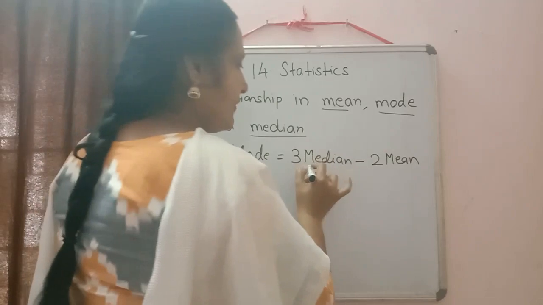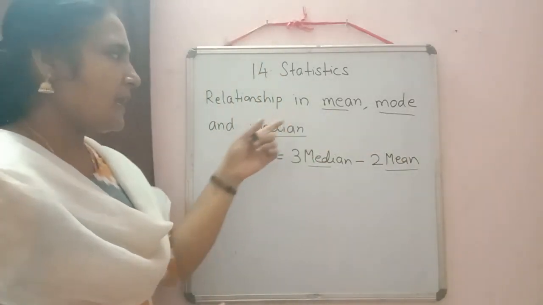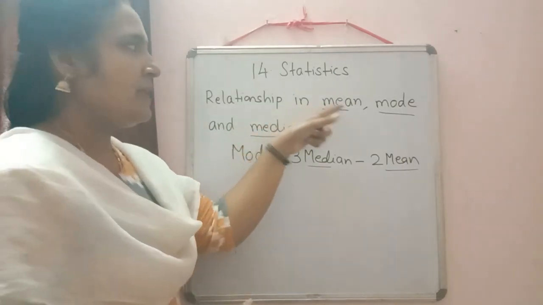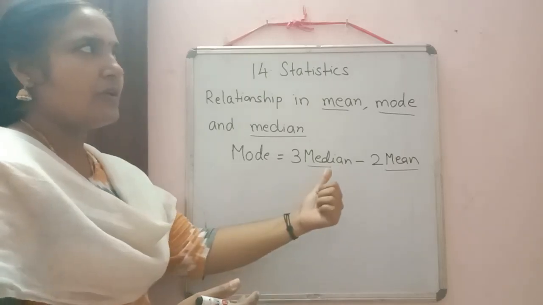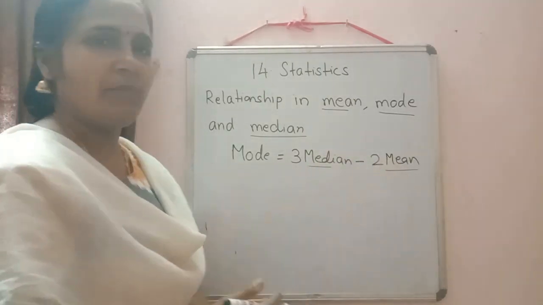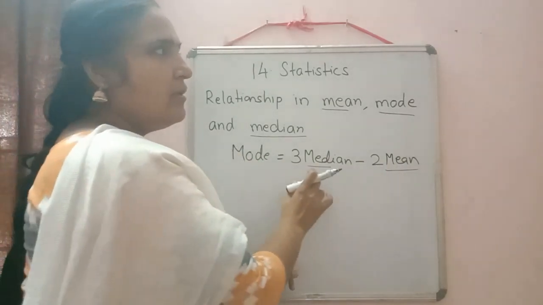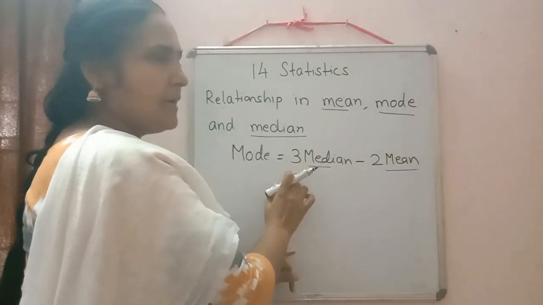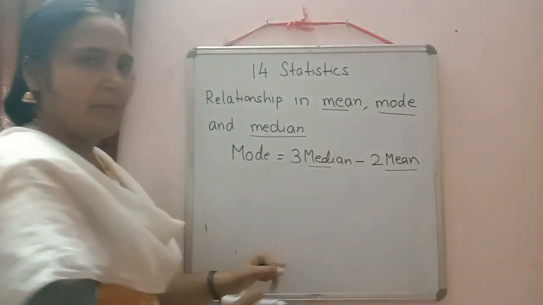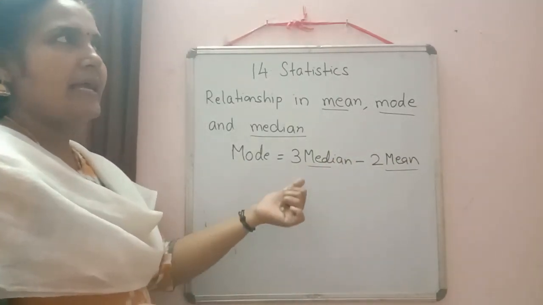Now how to identify whether mean or median will come first. In median we have more letters, correct? And in mean we have fewer letters. So first we write median and then we write mean. After that, 3 and 2 are multiplied here. In this way you can learn the formula. Mode is equal to, first median will come, median will be multiplied by 3. So, 3 into median minus 2 into mean. In median, more letters are there, so that's why it is multiplied by the greater number.